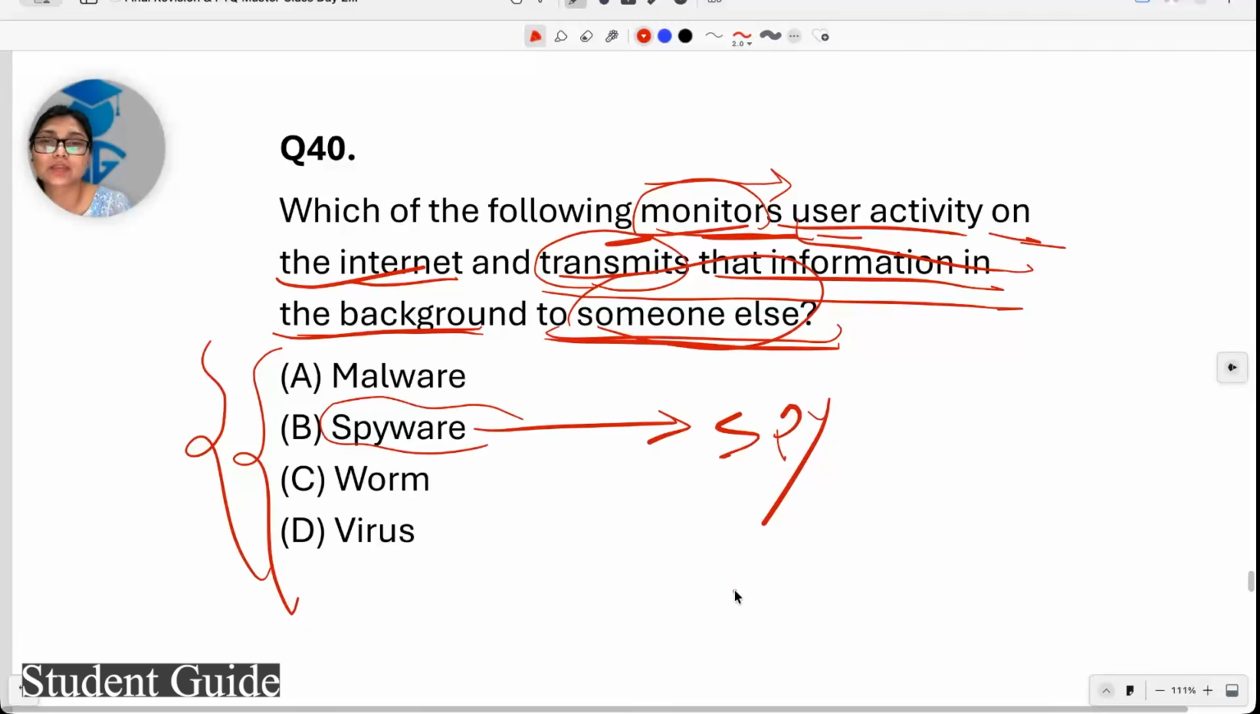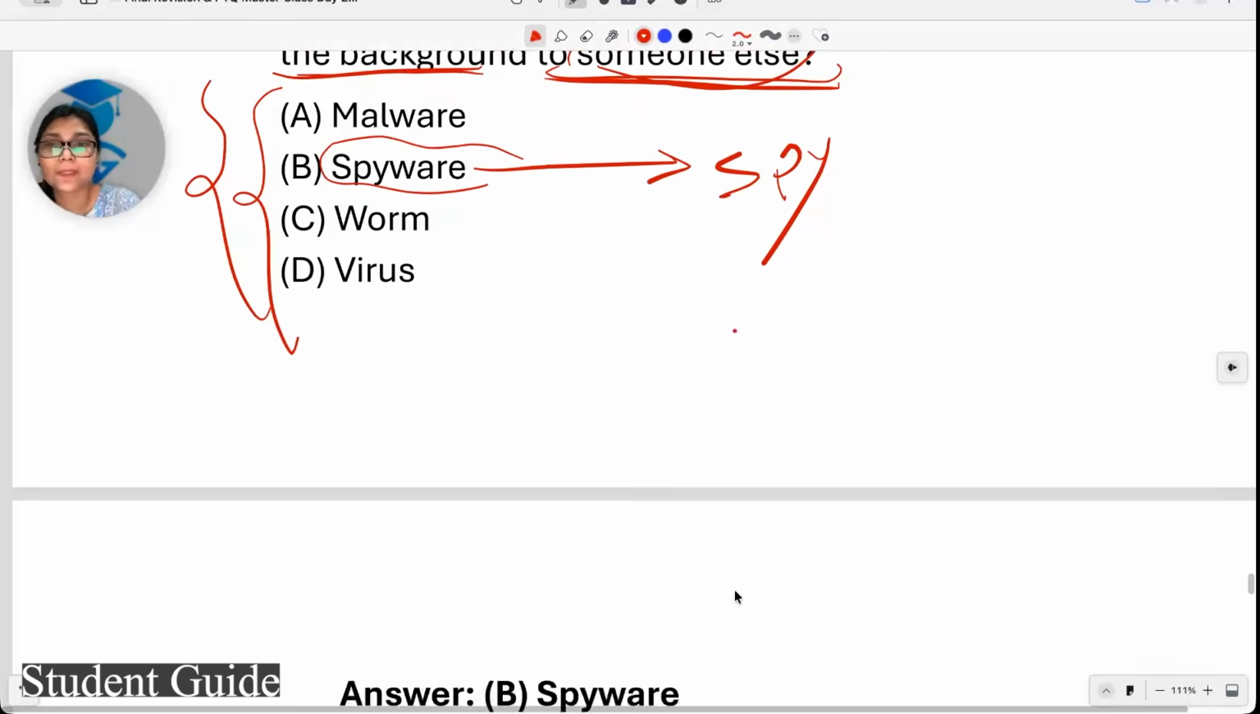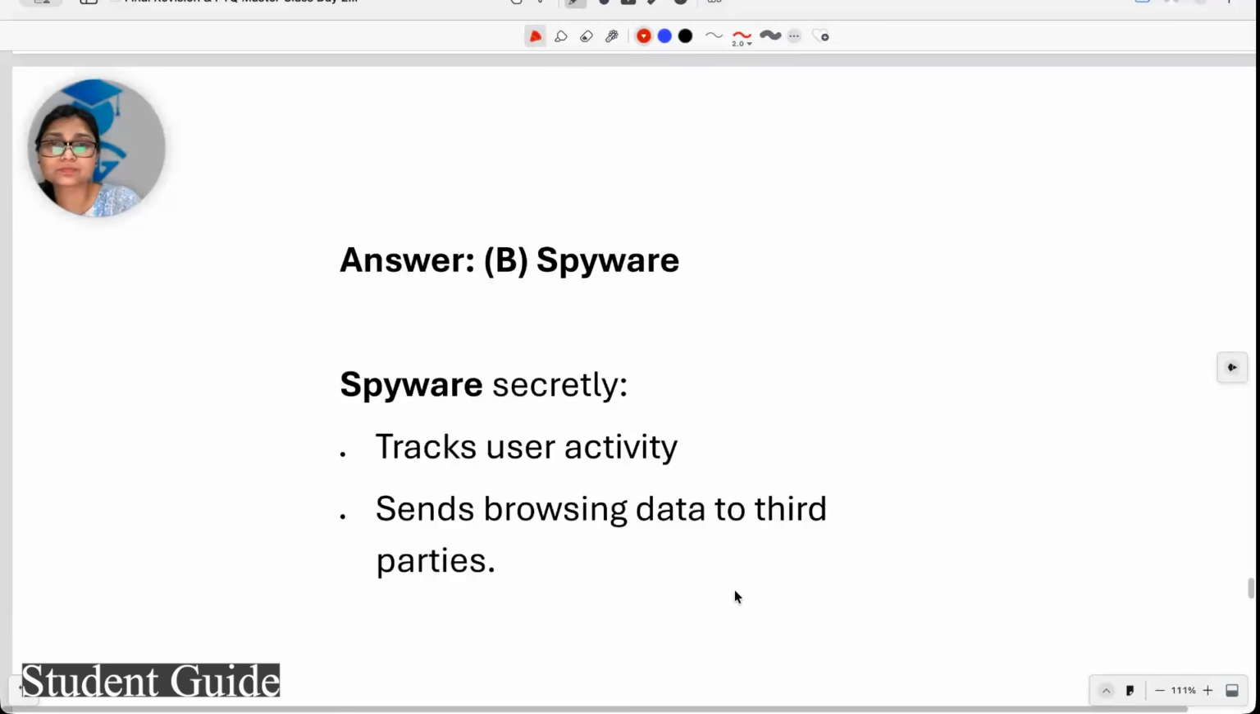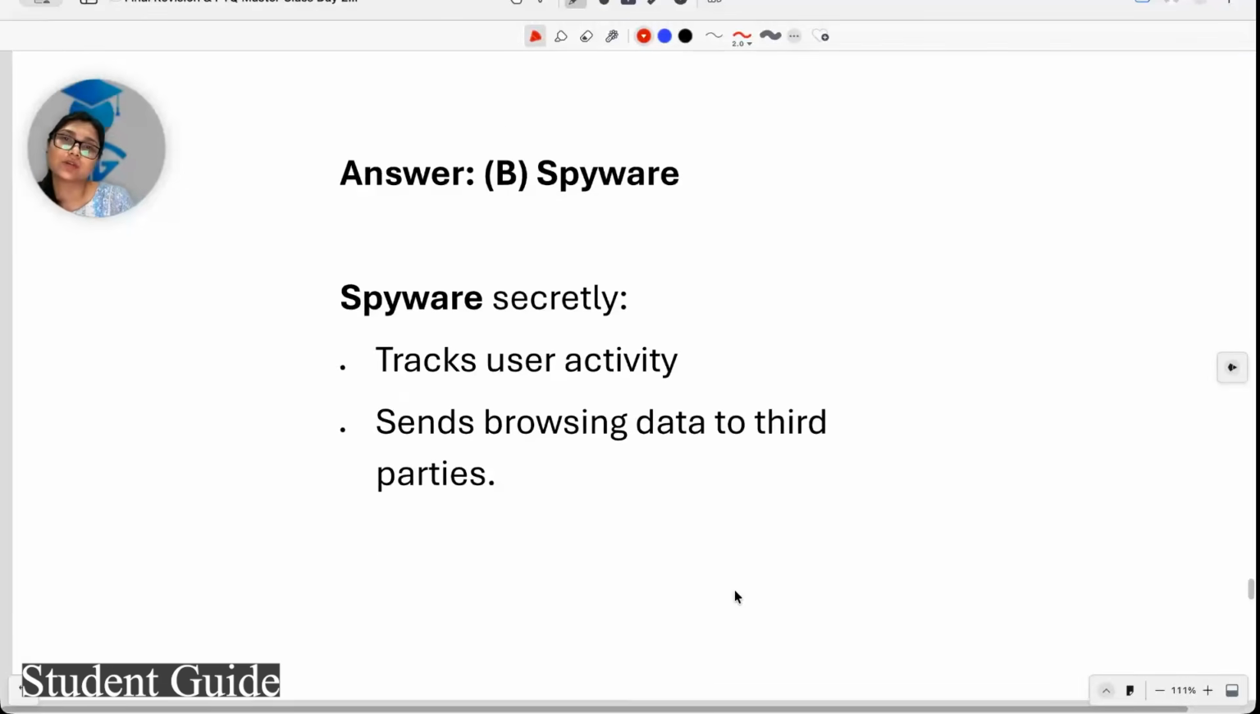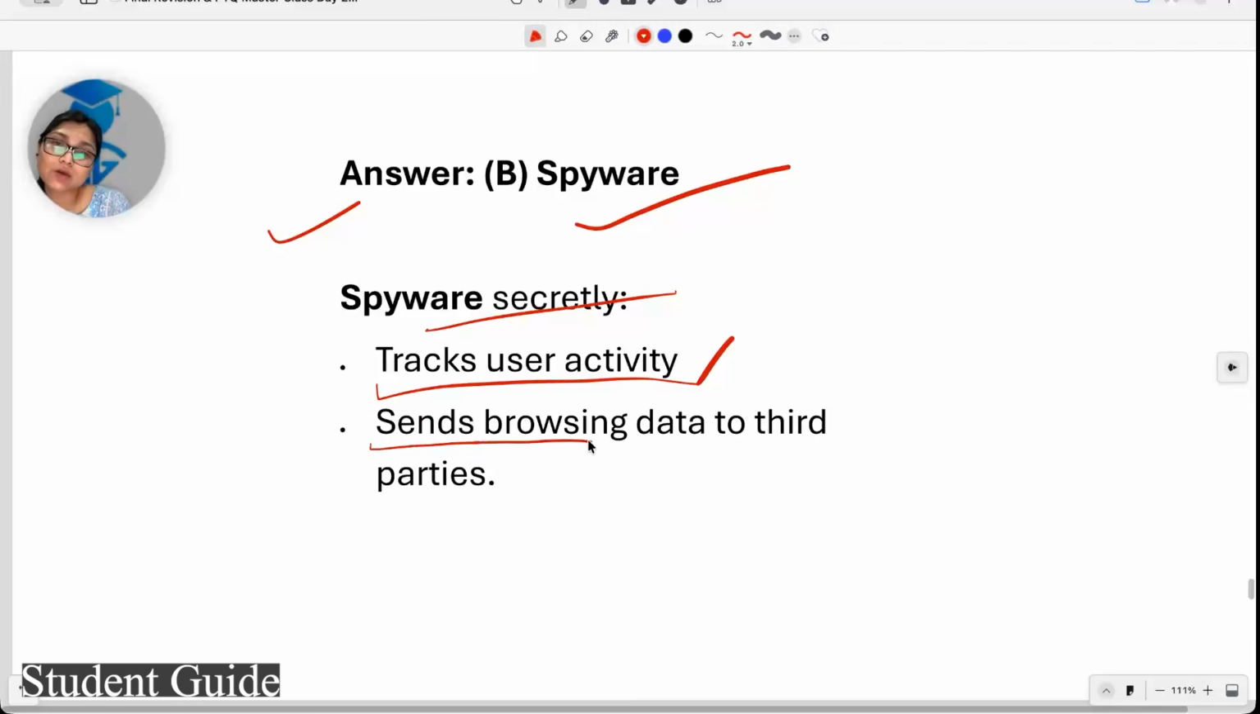Okay, it's kind of working as a spy. You never know it's working in the background, but it will steal your data and it will be dangerous for you. I mean, your data is not safe. So, option number B is the correct one for this last question of our session, question number 40. And that is actually spyware. What does spyware actually do? It secretly tracks your activity, what you are searching or surfing on the internet, and then it sends your browsing history or browsing data to third parties.